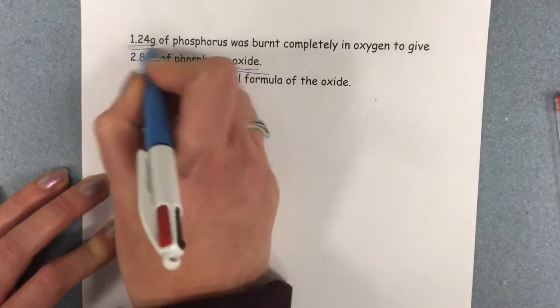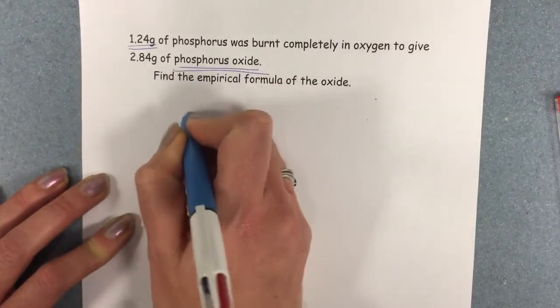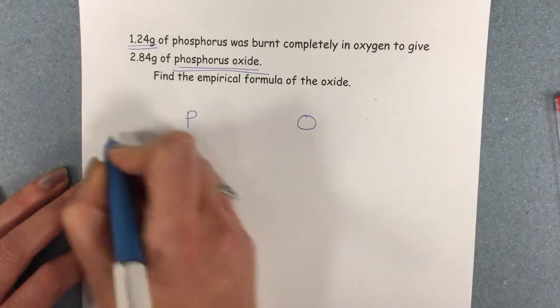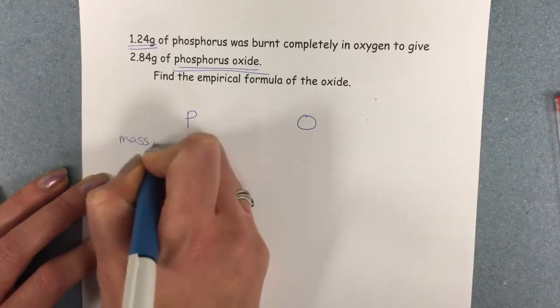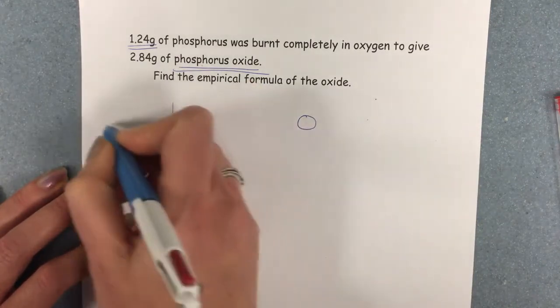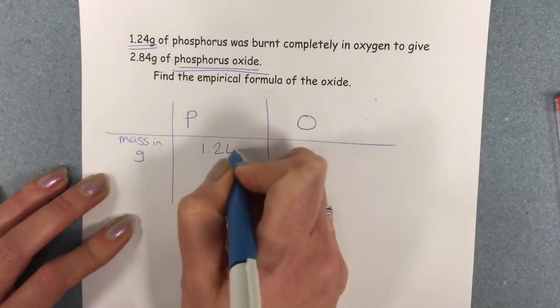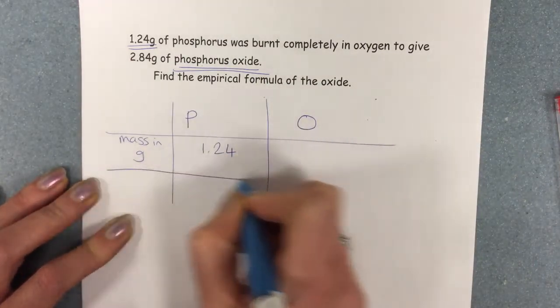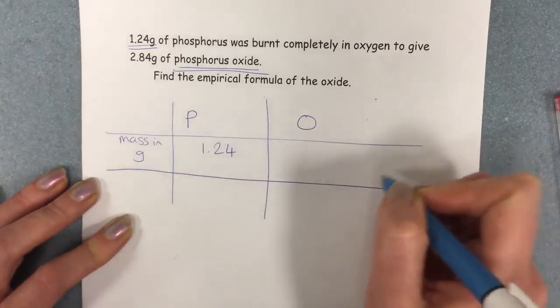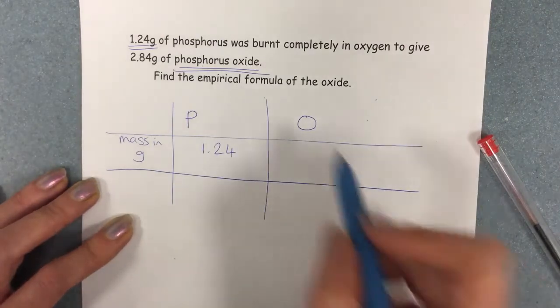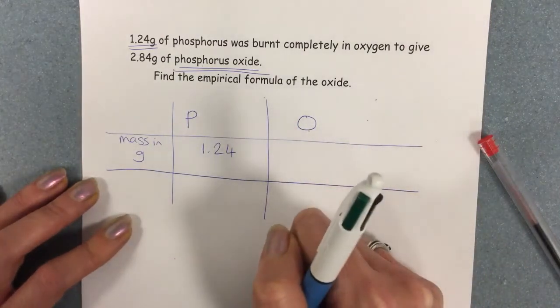We know that we started with 1.24 grams of phosphorus. So I know I've only got phosphorus and oxygen, and my mass in grams of phosphorus is 1.24. The only difference in this question, rather than being given percentages, is that I've been given real mass in grams. I've just got to work out how much oxygen I have.